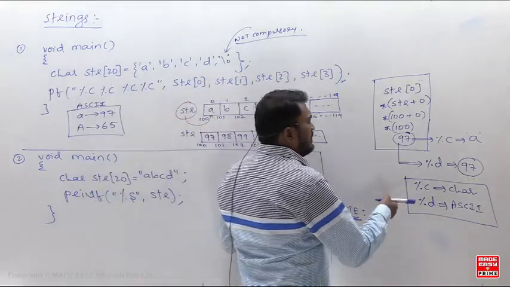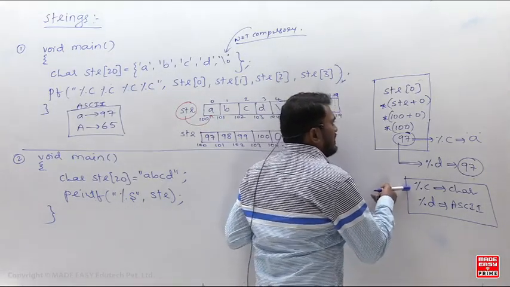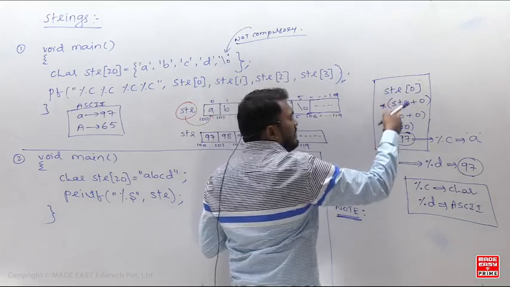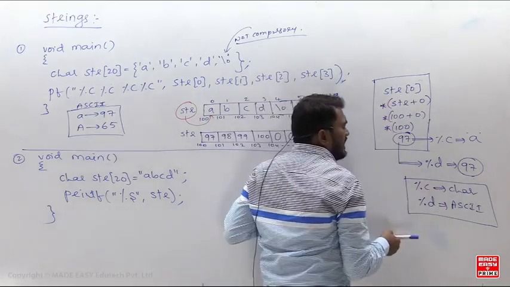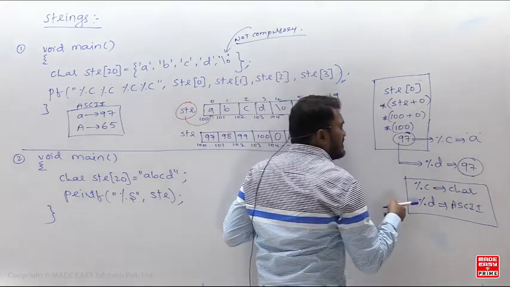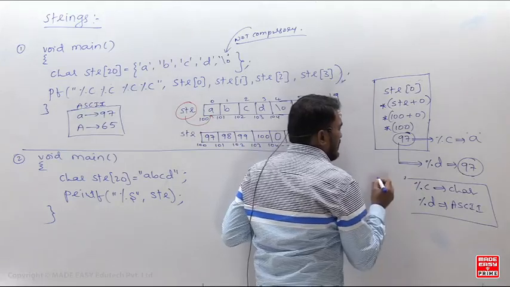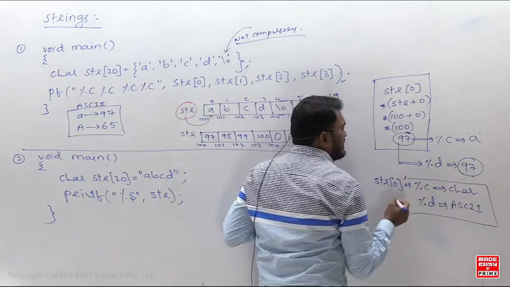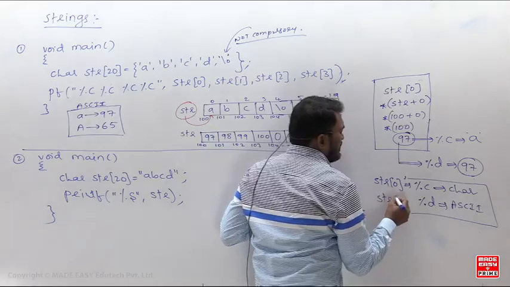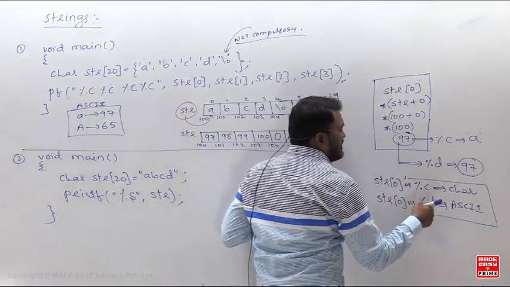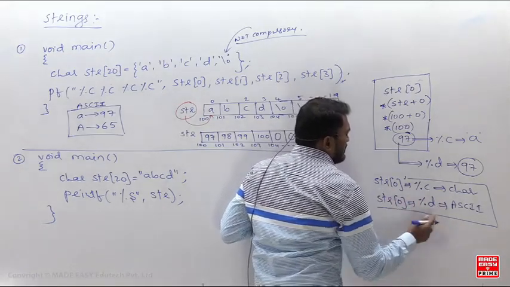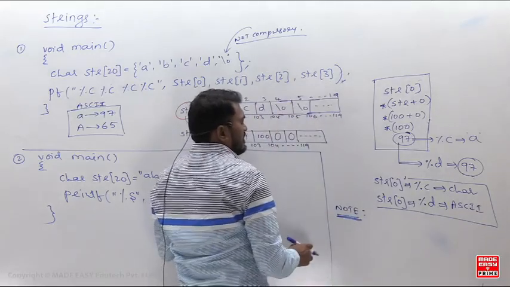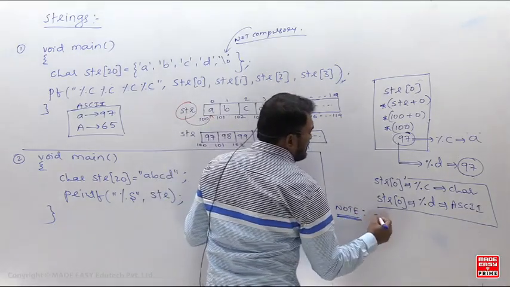I am repeating. If you are printing str[0] with %c, it will print the character. You can note it down like this also: str[0] printed with %c gives the character. If I print str[0] with %d, it will give the ASCII value. Otherwise you will confuse them. So next note, this is an important note.